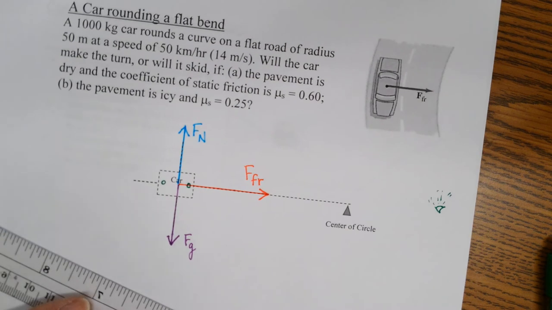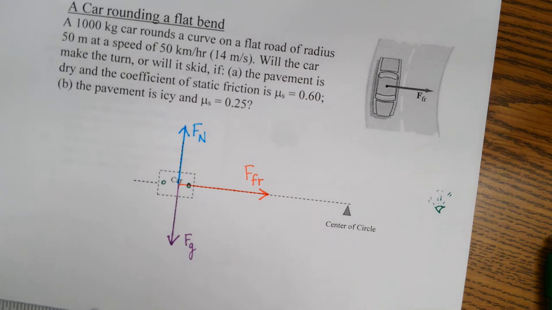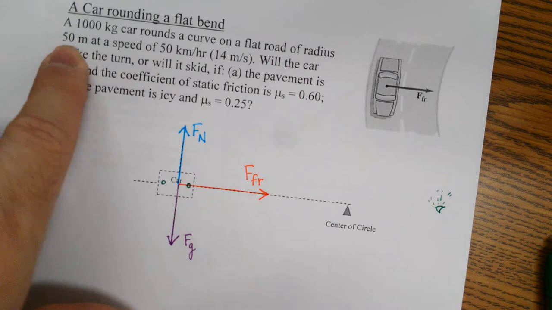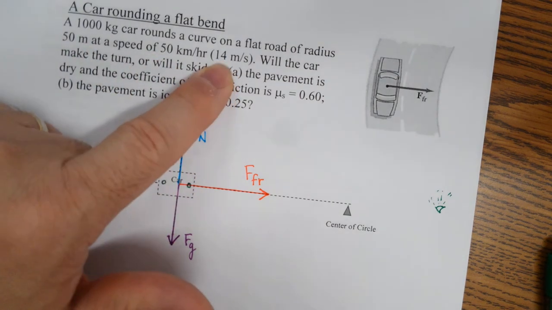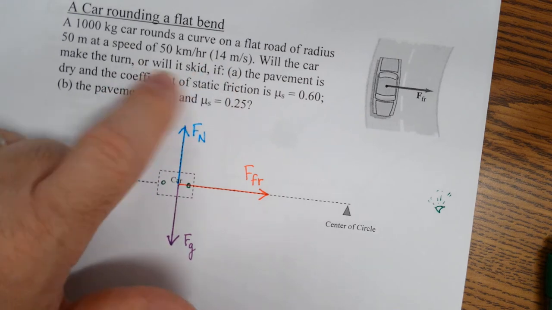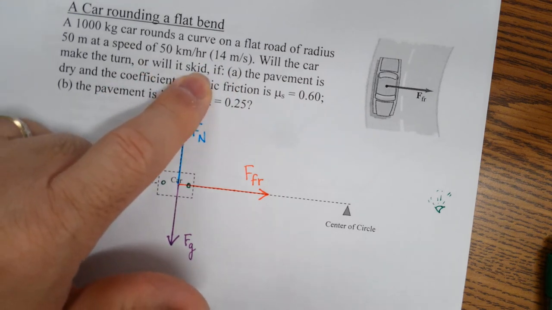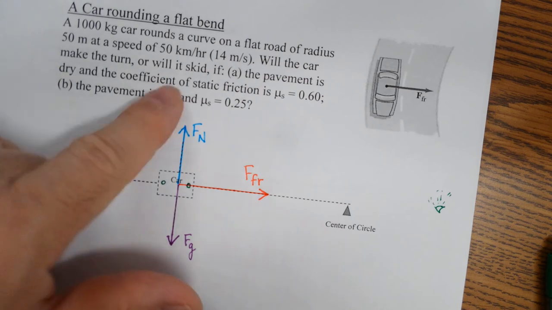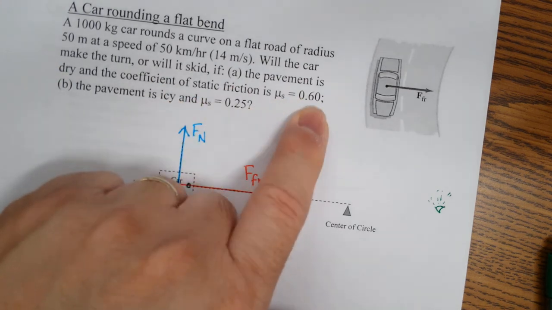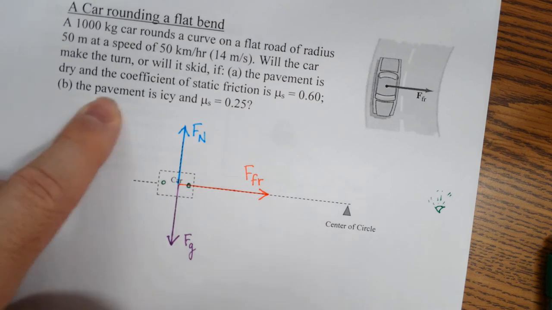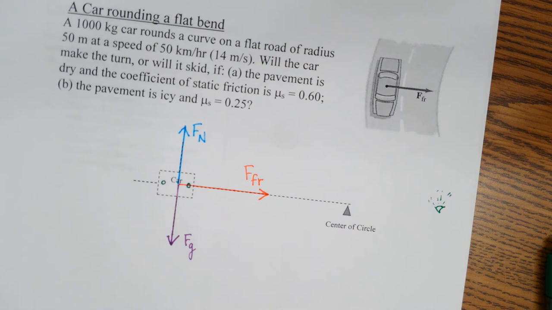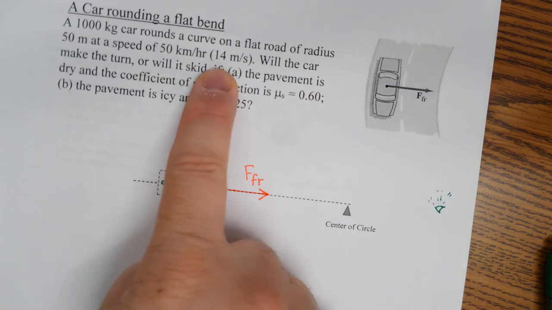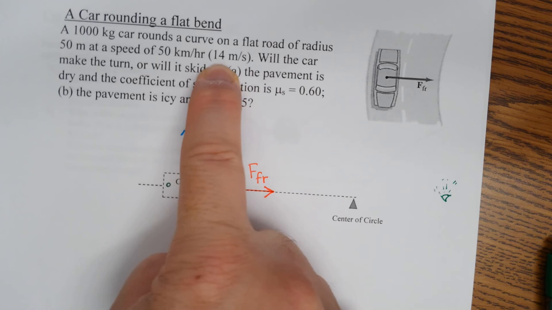So here, now, let's read what they want us to find. A 1,000 kilogram car rounds a curve on a flat road of radius 50 meters at a speed of 50 kilometers per hour or 14 meters per second. Will the car make the turn or will it skid if A, the pavement is dry and the coefficient of static friction is mu sub s of 0.6, or B, the pavement is icy and mu sub s is 0.25? Well, I think we should just figure out what the coefficient of friction should be at 14 meters per second.